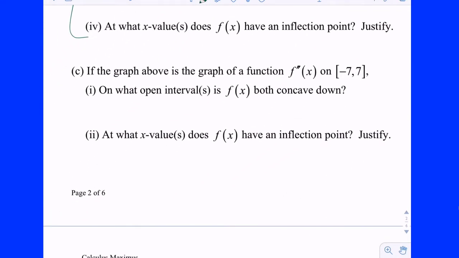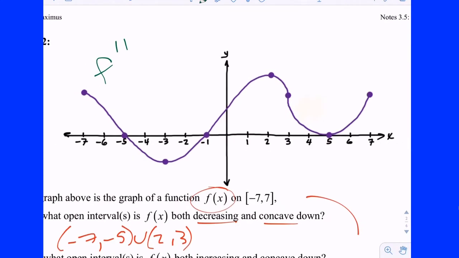On what open intervals is the function concave down? Let's get rid of the word both. We don't need that. Well, the function is going to be concave down when the second derivative is negative. -5 to -1. That's it. It's just where the graph is negative, because that's the concavity graph.